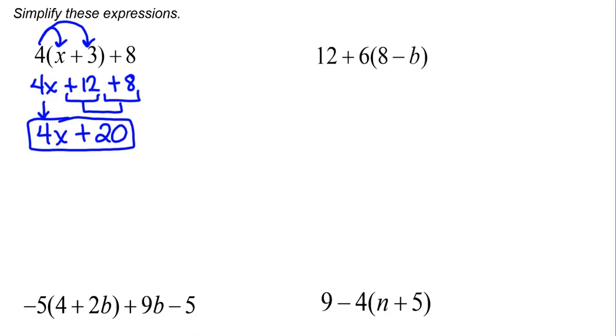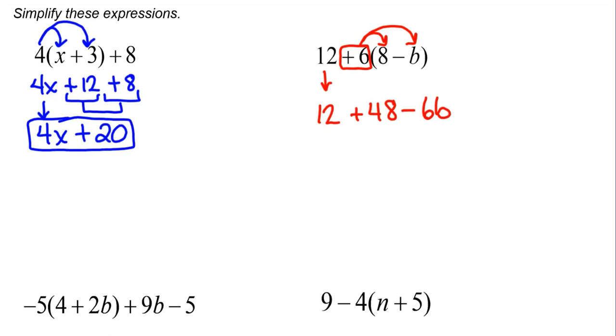Next one, 12 plus 6 times (8 minus b). And again, I have terms in parentheses, so I have to get rid of these parentheses. So my 12 is just going to get copied. That's not in parentheses or have anything to do with the parentheses, so that's just going to get copied. Now, when I use the distributive property here, I have to pay attention to that sign in front. This is like a positive 6. So this is a positive 6 that I'm multiplying by everything in the parentheses. So 6 times 8 is a positive 48. So I'm going to write positive 48 or plus 48, and then minus 6 times b, and 6 times b is just 6b. And now my parentheses are gone.